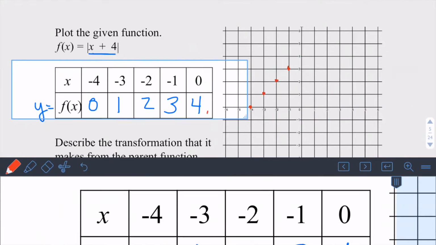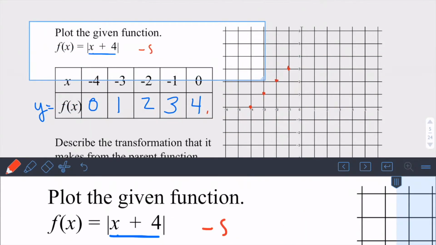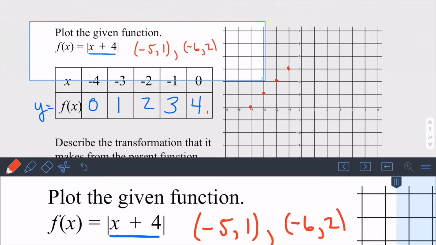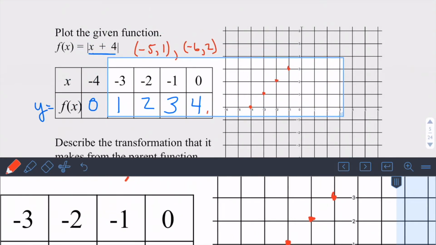The first point I think I'm going to pick is -5. So if I input -5, I get -5 plus 4, which is -1. The absolute value of -1 is 1. So I get -5, 1 as a coordinate point. And then I want to also put in -6. If I put in -6 for x, I get -6 plus 4, which is -2. The absolute value of -2 is 2. So let's plot these points and see how that works out for us.